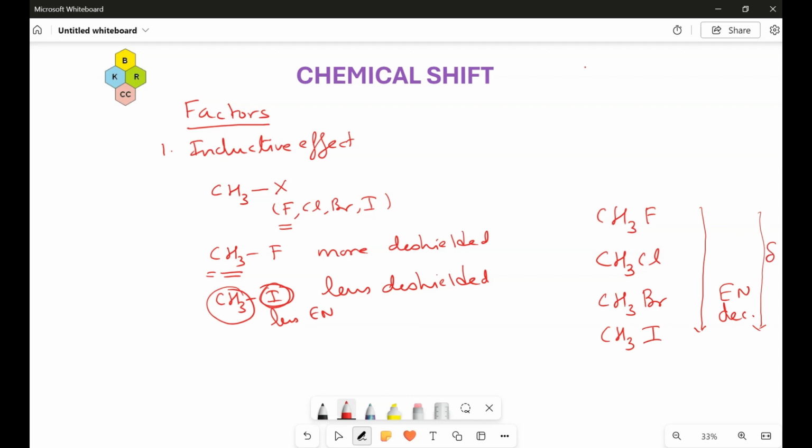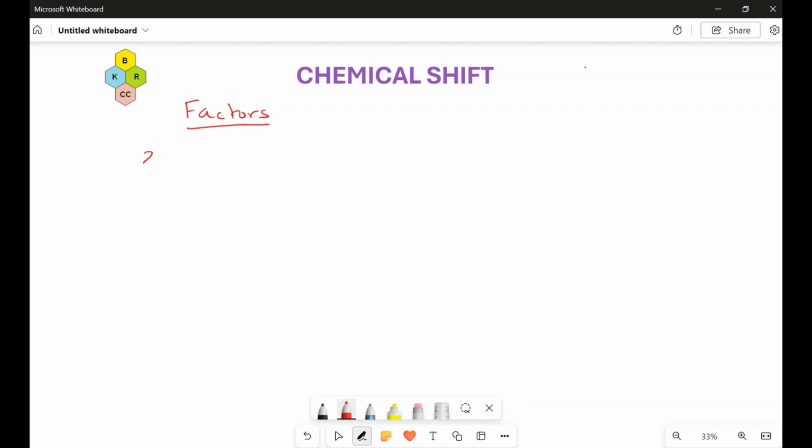The delta value will also decrease because iodine is less electronegative than fluorine. So this is basically the inductive effect. The second factor is resonance effect. Let me take a small example.